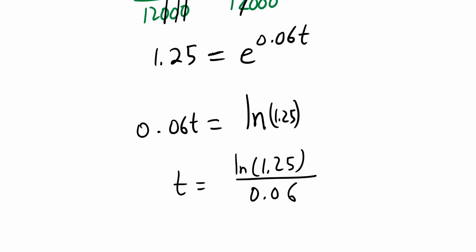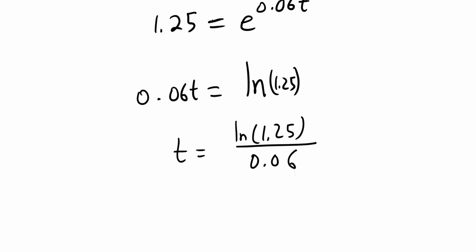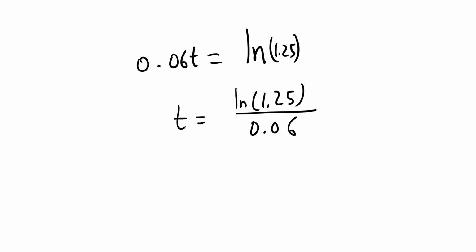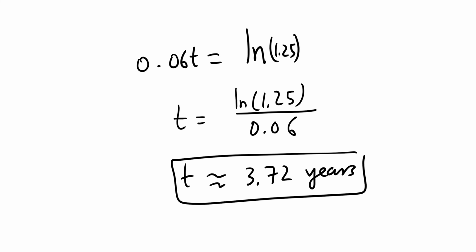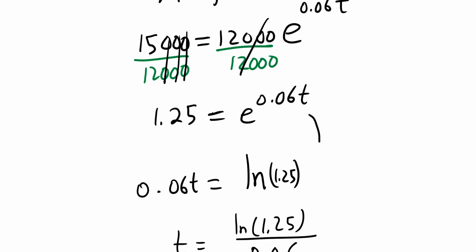0.06. So if you don't have a calculator or you're not allowed to use calculators, this is fine. You can box this as an answer. But if you decide to use the calculator, put that on the calculator, it will take 3.72 years for the money to grow from 12,000 to 15,000 at the given rate, compounded continuously. So that's an application. The main step was how we used logarithms to help us solve for t. That's why we learned how to solve equations involving logarithms.